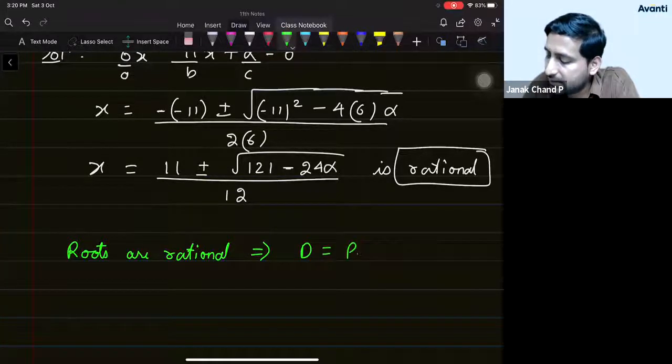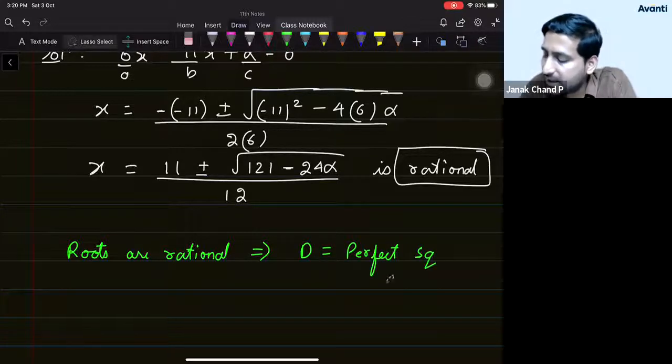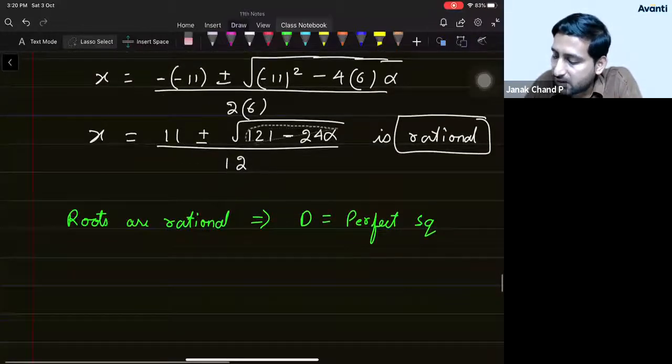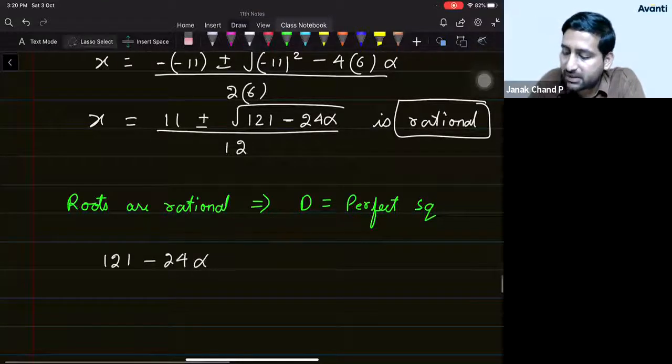Now when I say perfect square, students, you should understand that even 0 is a perfect square. 0 is a perfect square of itself. Okay, fine. Let us now take this and see what values of alpha we can put so that this is a perfect square. 121 minus 24 alpha should be a perfect square.